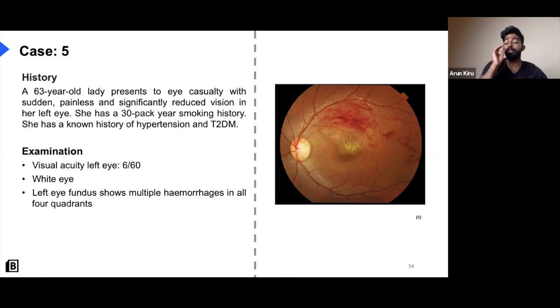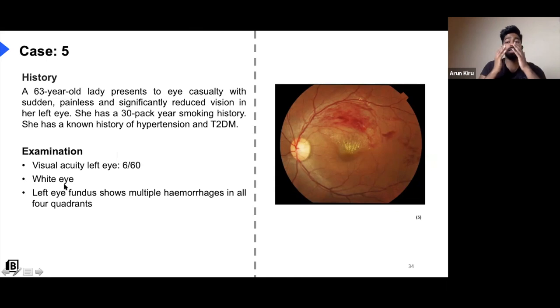Now, listen, she has a really important 30-year pack history, hypertensive and diabetic. Her visual acuity is really reduced. So 6/60, remember 6/6 is normal, 20/20 vision. 6 means it's tested at 6 meters. 60 means you can only see the 60 line, right? That's the worst line, basically.